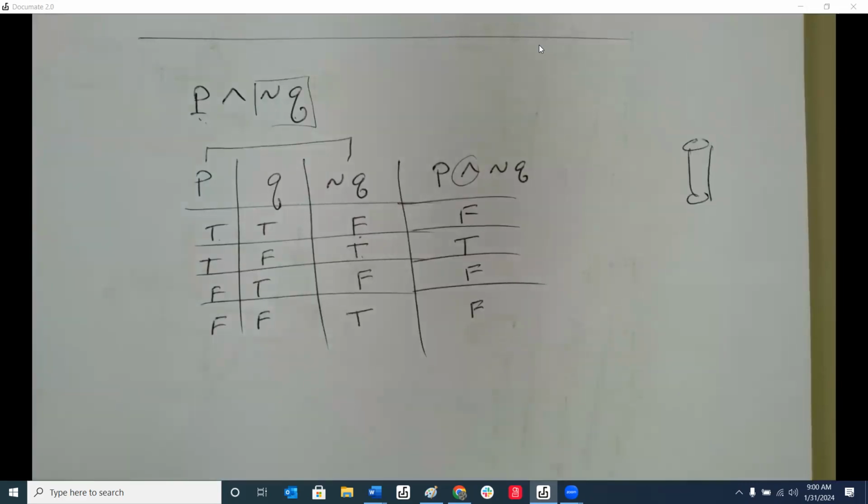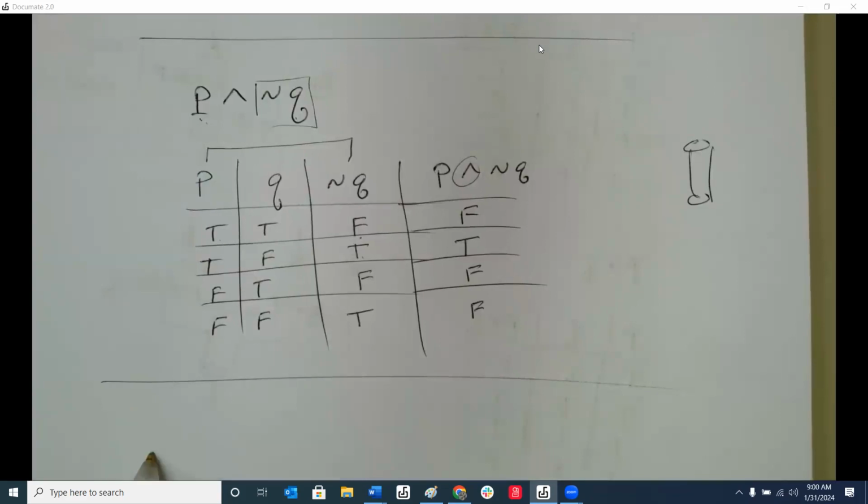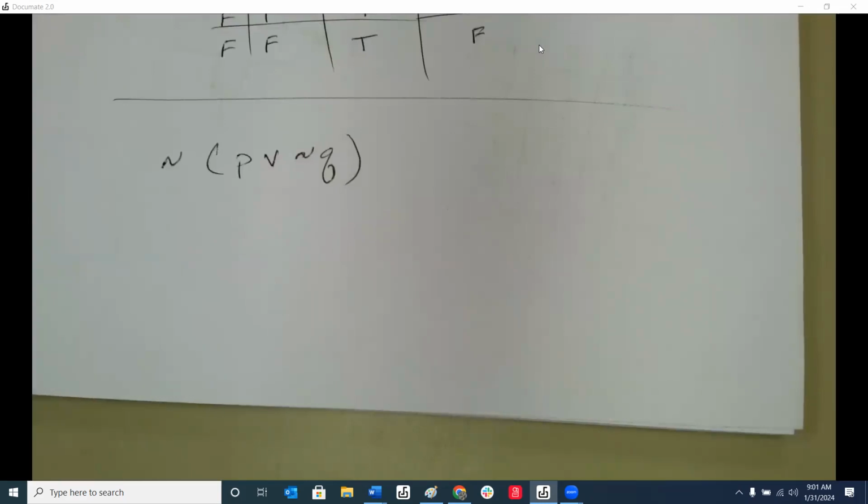So far, so good with this. Let's do one more. Let's do that one. Let me see if we have enough time to do all these. We should be able to.